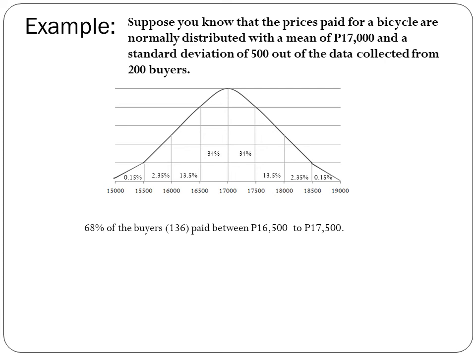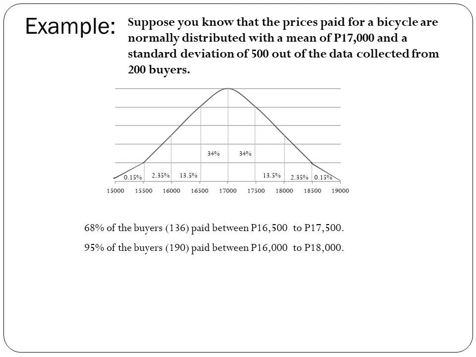68% of the buyers. So what is 68% of 200, since there are 200 buyers? So we can say that 136 buyers actually paid between 16,500 to 17,500 pesos. 95% of the buyers, or 190 buyers, if you are going to count them, actually paid between 16,000 pesos to 18,000 pesos. You can actually observe that in our graph.